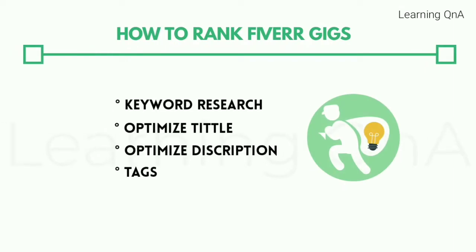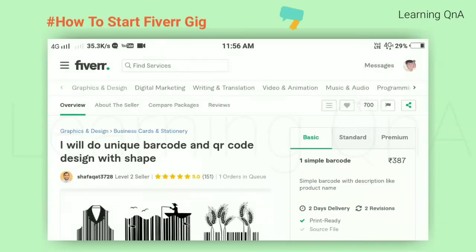Now on to the video, how to rank your Fiverr gig. 4 factors to rank your gig higher on Fiverr. Number 1, keyword research. 2, optimize your gig title. 3, optimize your gig description. 4, tags. These 4 factors are very important to rank our gig. Let's start with how to create a Fiverr seller account.